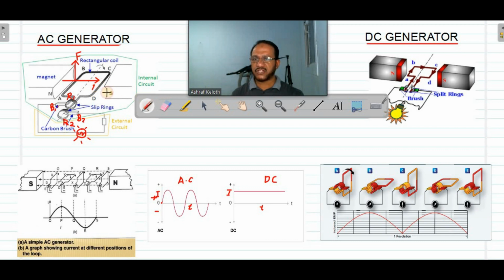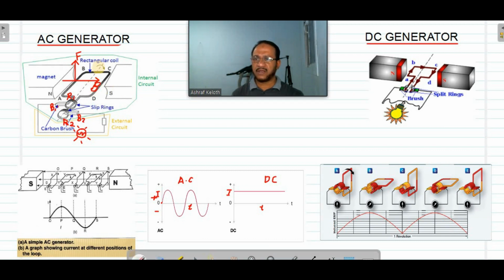Then what will be the direction of current according to right hand rule? Into the screen or out of the screen? It is a three-dimensional figure. Into the screen. The ABCD is in a flat surface, in the horizontal surface. The rectangular coil is placed in a horizontal surface. So we can say from A to B or B to A. A to B means into the screen, B to A means out of the screen.